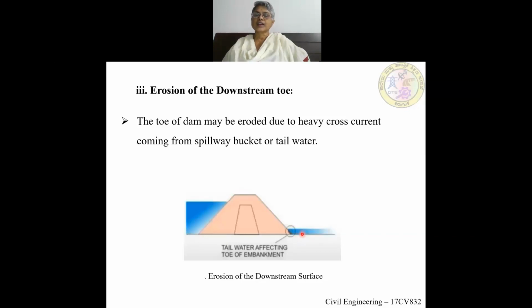So for that, we provide energy dissipating devices to reduce the energy of water which is flowing from the spillway. Spillway bucket is one type of energy dissipator. From the spillway bucket, the water will flow further. So this will cause cross currents and damage the toe. We'll discuss the spillway buckets in detail in the coming sessions.